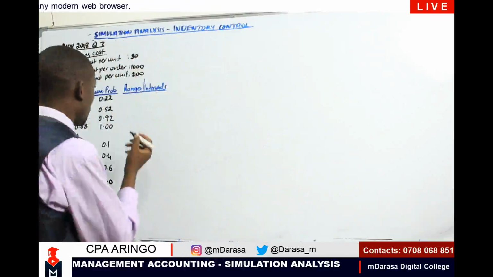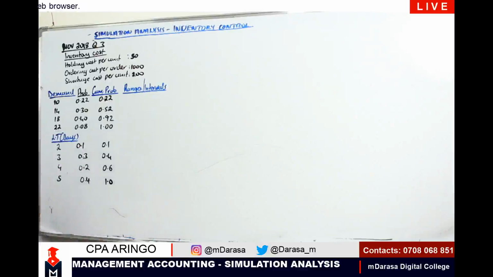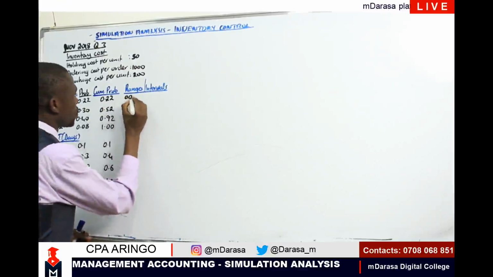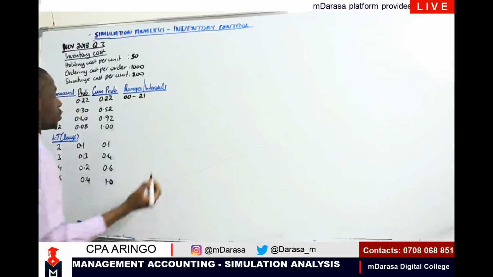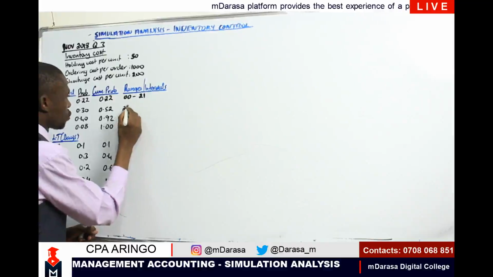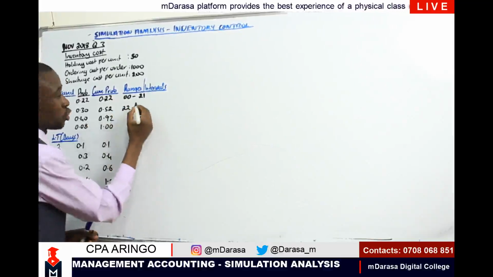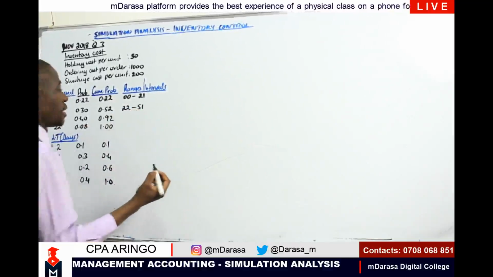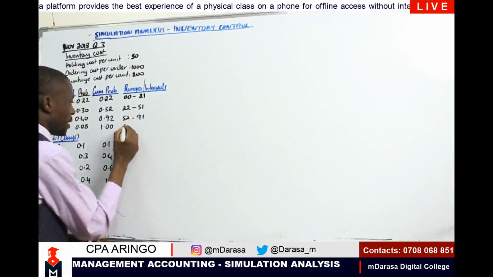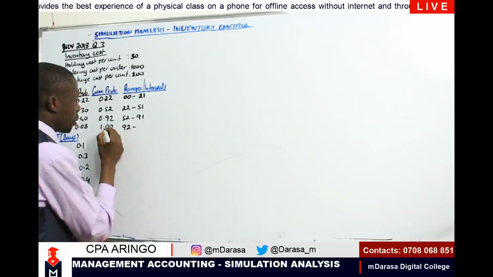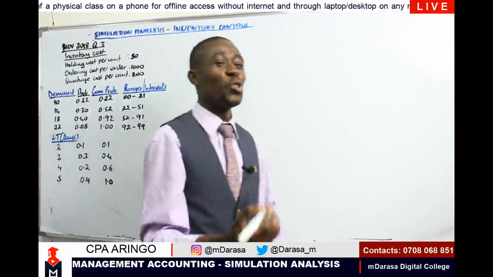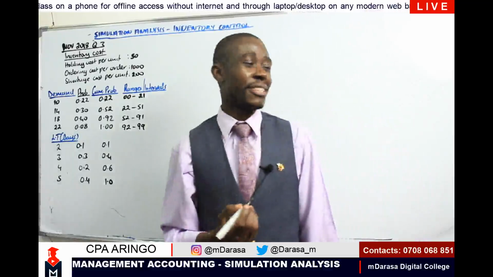So come to this case, and start with the lower limit. I'm looking at 2 decimal places, so we start with 00 to 21 for 22. Then 22 to 51 for 52. Then 52 to 91 for 92. Then 92 to 99 for 100. That is what we need to always master and keep at the back of our mind.